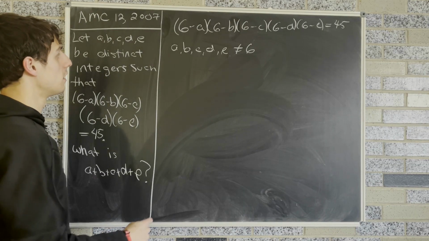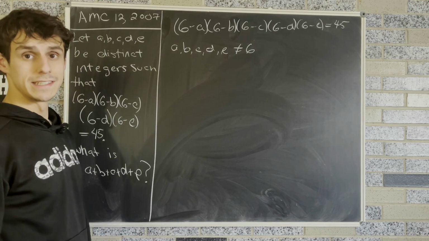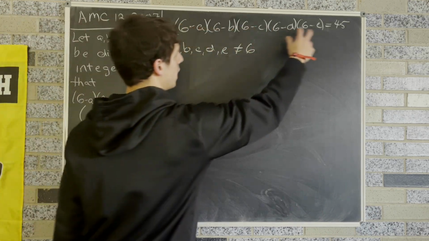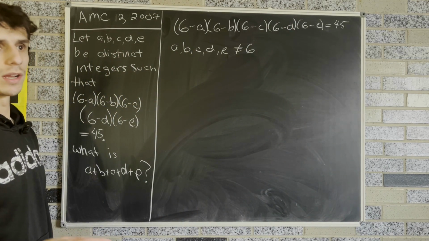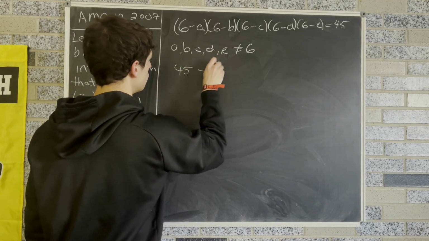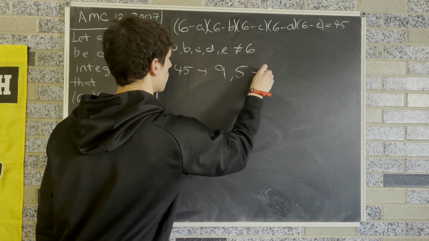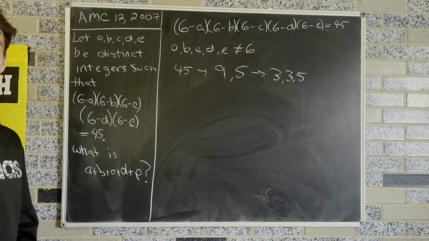So the first thing I want to point out is that none of these integers can be 6. And the reason for that is because if one of these integers was 6, then this whole thing would collapse to 0, and that's not what we want. The second thing is I'm going to go ahead and break this 45 apart into its prime factorization. So we have 3, 3, and 5 here.